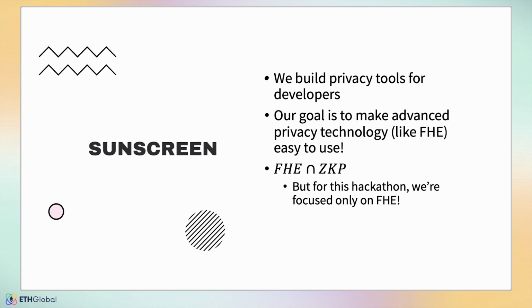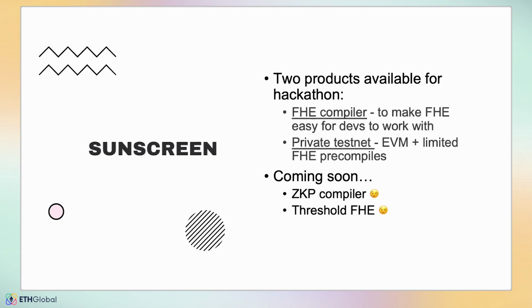At Sunscreen, we build privacy tools for developers. Our goal as a company is to make advanced privacy technology like fully homomorphic encryption easy for developers to use. We really work at the intersection of both fully homomorphic encryption and zero-knowledge proofs. But for this hackathon, we're going to be focused on FHE. There will be 2 products available for this hackathon. We'll have our FHE compiler that makes FHE easier for developers to work with. We'll also have our private testnet available, which you can think of as EVM plus some limited FHE precompiles.